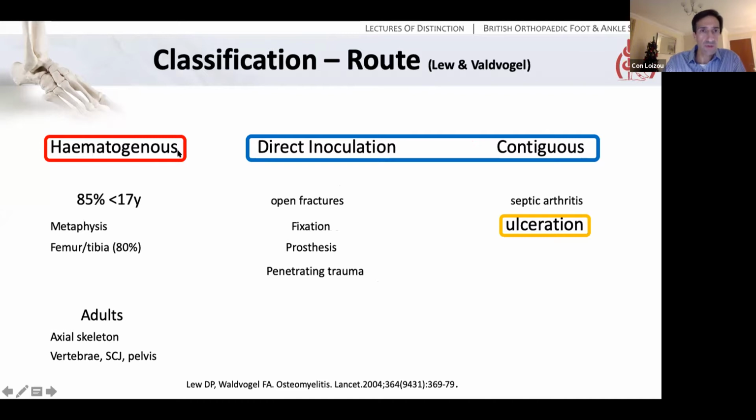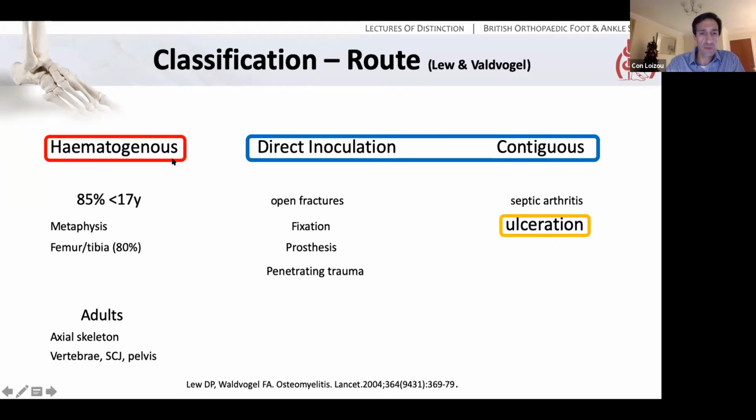Now, by route, you can classify osteomyelitis into hematogenous, which is via the bloodstream, almost exclusive to pediatric patients, and involves the area around the knee, and in adults will be the axial skeleton. So it will be the spine, the sternoclavicular joints, the pubic symphysis, the SI joints.